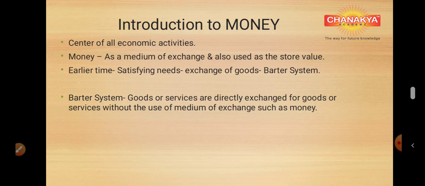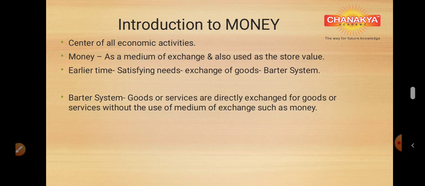So the first one is the introduction to money. Can you give me an example of any economic activity that does not involve money? No, it is not possible, because we already defined economic activity as the activity through which we can generate income. So we can say that money is at the center of all economic activities.